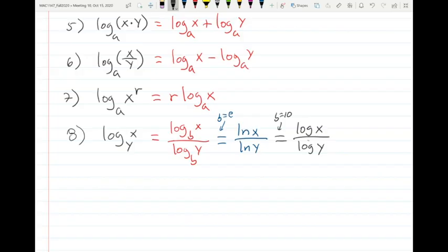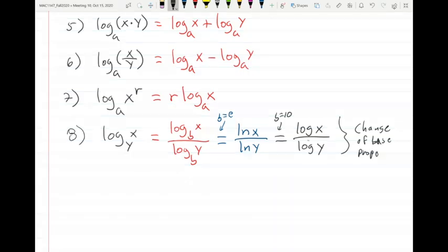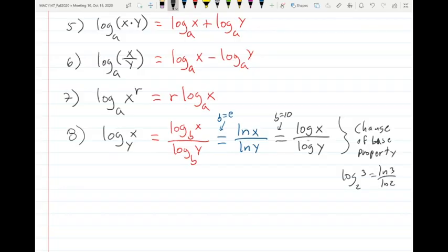Okay, so this is called the change of base property. Once again, it's useful for stuff like this. Log base 2 of 3. What is this? Well, this is just ln of 3 over ln of 2. And you can put it in your calculator and compute.